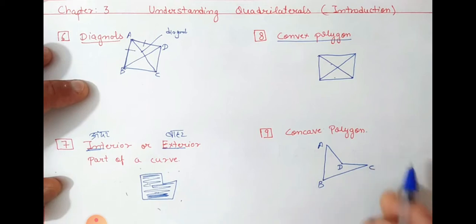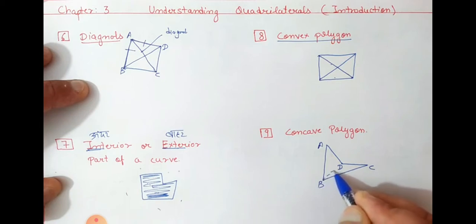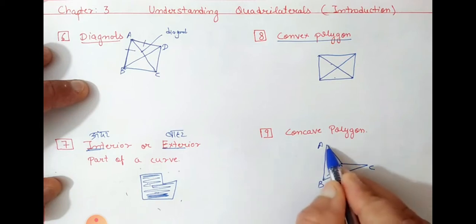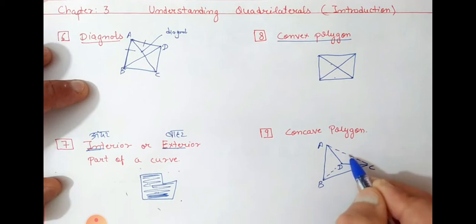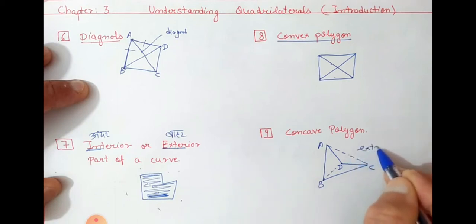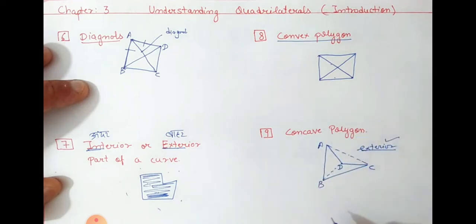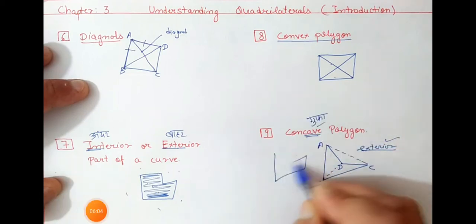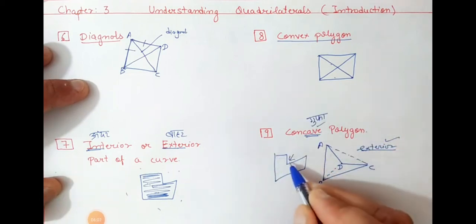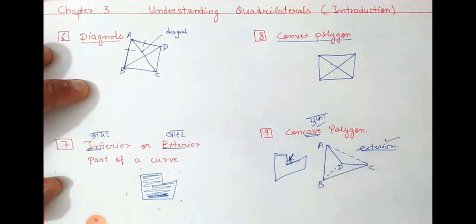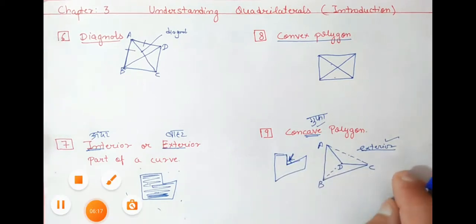See, one or more diagonals inside or outside. This is a concave polygon. And one more example I will show here. Yes, one more example. This is the difference between convex and concave polygons. This is the concave example, a concave polygon example.